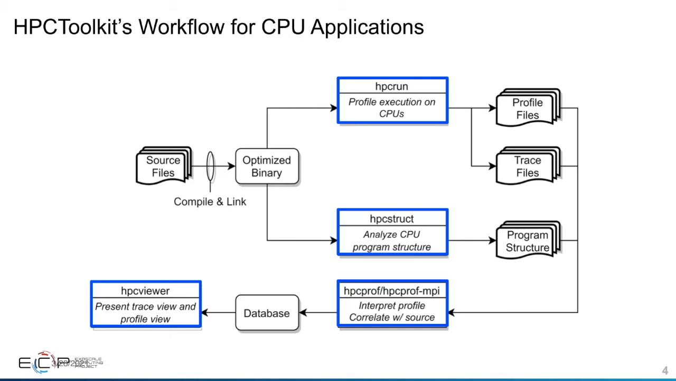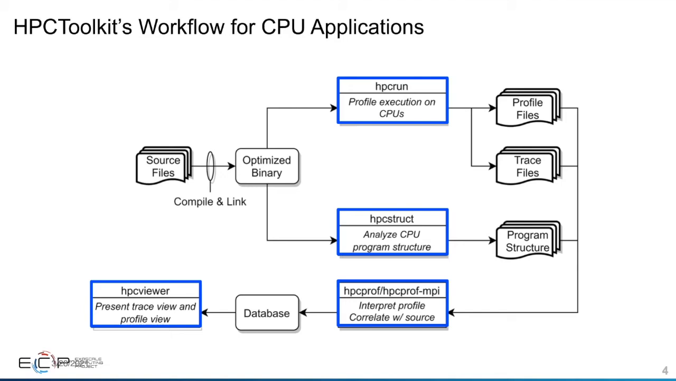This slide shows HPCToolkit's workflow for CPU applications. There are 4 basic tools in HPCToolkit. There's hpcrun for collecting profile information as an application executes. There's hpcstruct for analyzing binaries. There's hpcprof and hpcprof-mpi for interpreting profile data. And then there's an hpcviewer user interface. And so I'll go through each of these in just a moment.